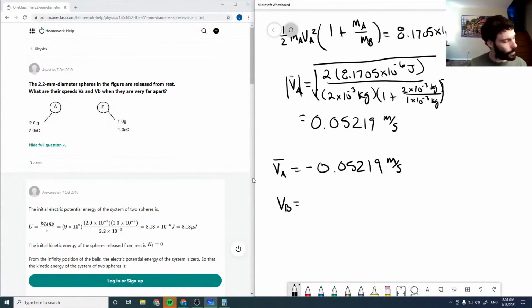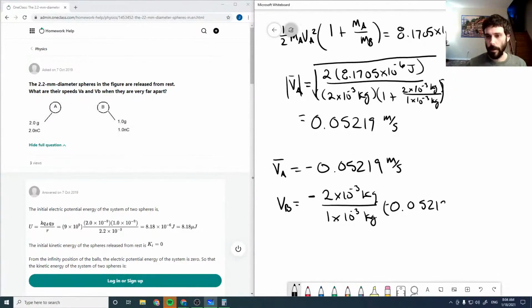And then vB is minus, from our momentum expression, our mass of A over our mass of B times the vA we just calculated, so minus 0.05219 meters per second, which comes out to be 0.10437.